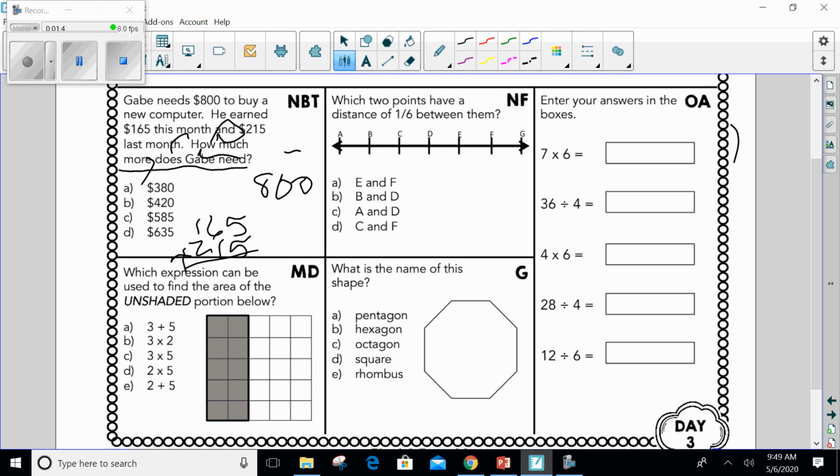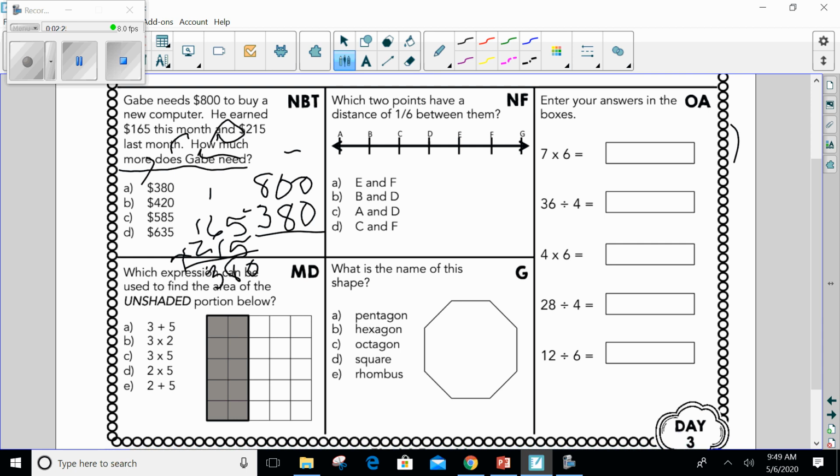165 plus 215. Going to regroup. We have 380. All right, ladies and gentlemen. Now, that's how much he has, but he needs 800. How much more does he need? So we're going to take that 380 and we're going to subtract 800 minus 380. We're trying to find out how much more he needs.